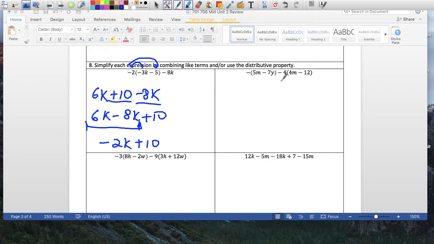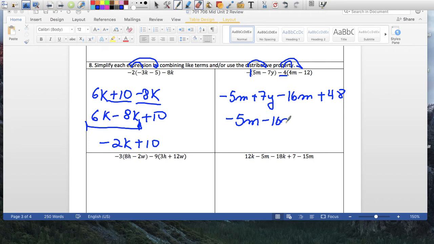Same thing here. I cannot combine anything because I have this distributive property to apply first. So let's do that. Again, imagine there's a 1 there. Negative 1 times 5m is negative 5m, because a negative times a positive is negative. Negative 1 times negative 7y is going to give me positive 7y. Next one is negative 4 times 4m, which is going to be negative 16m. And lastly, a negative times a negative is going to give me a positive, and that's going to give me 48.